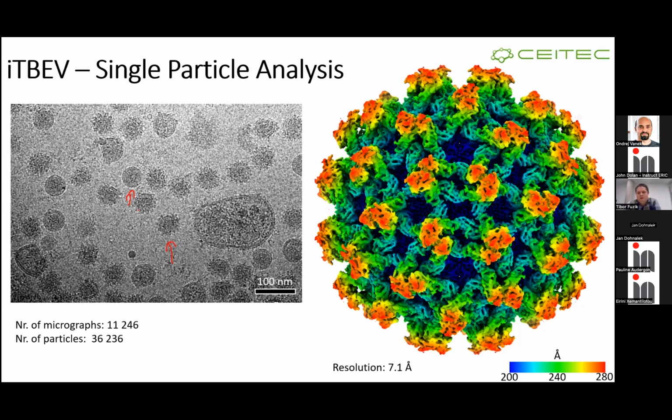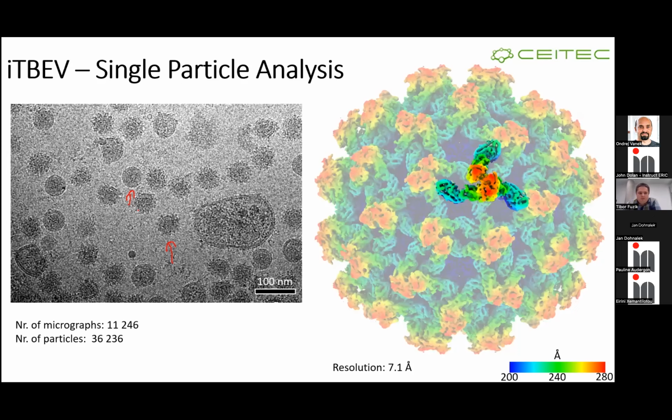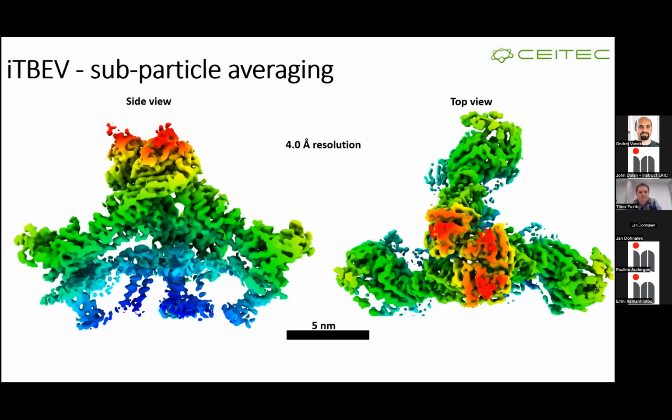The so far published immature particles of dengue virus, Zika virus, West Nile virus are all around 8 angstroms. So this is very close to that, a little bit better, but still it was a bit too far from what we wanted to have to solve the structure and the interaction of the E protein with the PRM domain. So what we did is that we just extracted from the micrographs the positions, the coordinates of the subparticles that are covering a single spike out from the surface, and therefore every particle will contain 60 of these single spikes. And we did subparticle averaging.